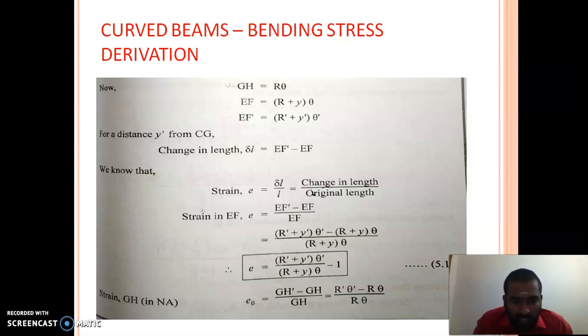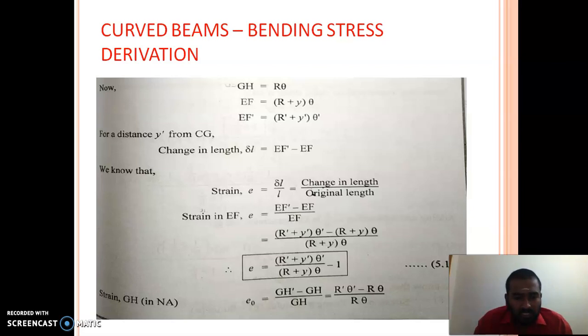Similarly, we are calculating strain in the neutral axis. Will there be strain in the neutral axis? Normally in straight beams there won't be strain in the neutral axis. But in the difference I told you, in curved beams the neutral axis does not coincide with the centroidal axis. Only in the neutral axis the strain will be 0. Here, since the neutral axis and centroidal axis are not coinciding, there will be strain in the centroidal axis.